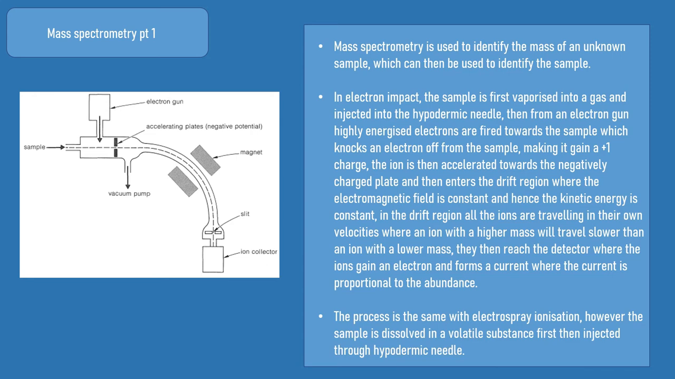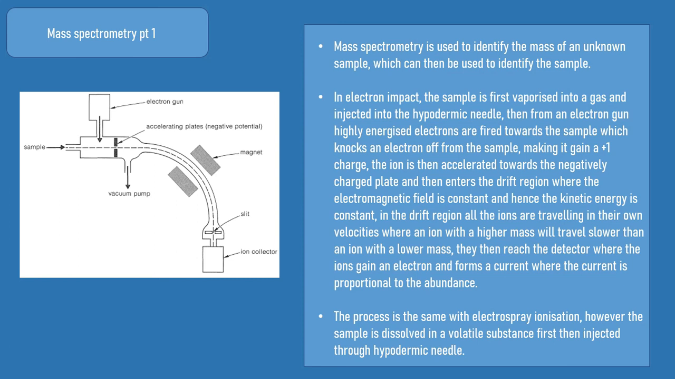This ion is then accelerated towards the negatively charged plate and enters the drift region, where the ions travel at respective velocities corresponding to their mass, where an ion with a greater mass would travel slower than an ion with a lower mass, and vice versa. The ion is then able to gain an electron at the detector and form a current which is proportional to the abundance of the isotope.